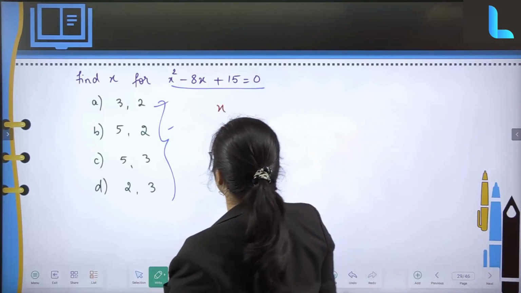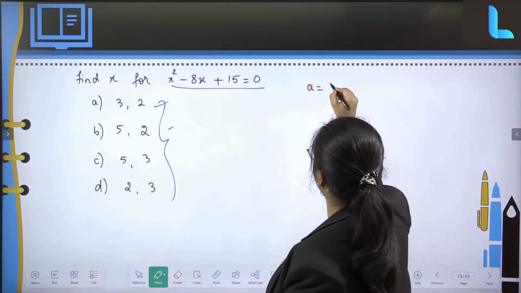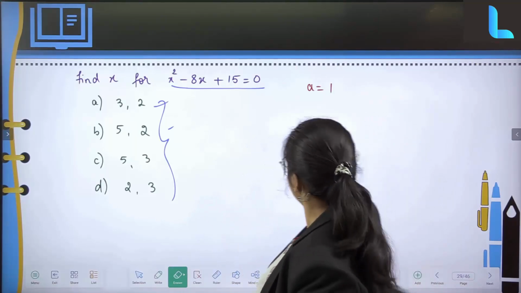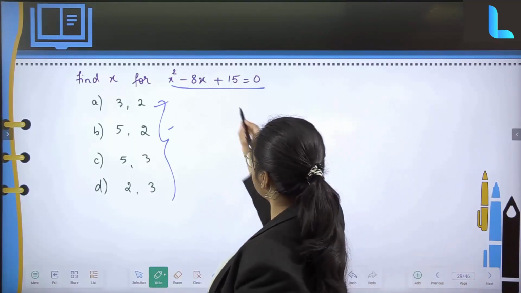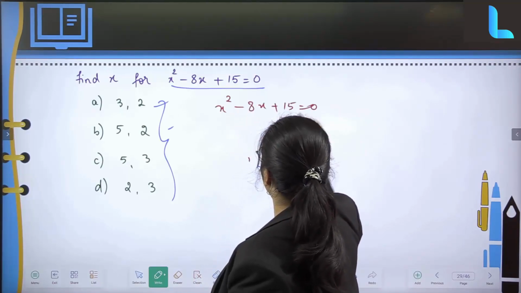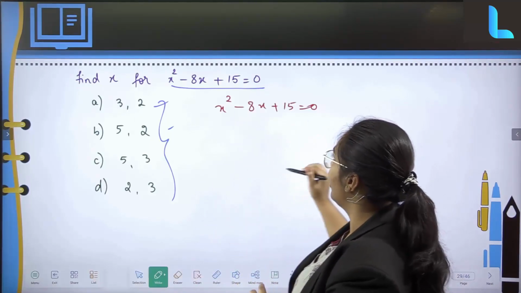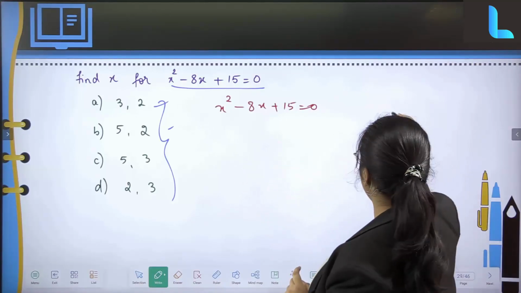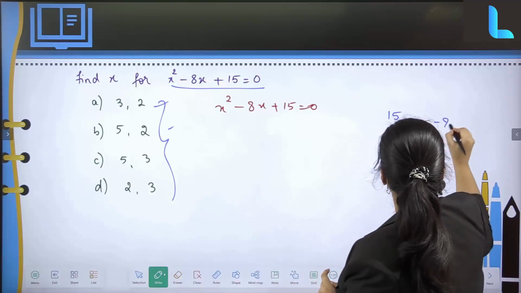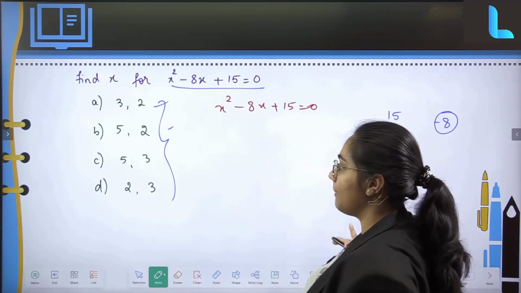So x square minus 8x plus 15 is equal to 0. Value of a is going to be equal to 1. If I am using formula method is when I need it, but I'll use factorization method. x square minus 8x plus 15 is equal to 0. Right. So now first multiply this a and c. When I multiply a and c, I'll be getting 15. I have to split this in such a manner that I have to get minus 8.